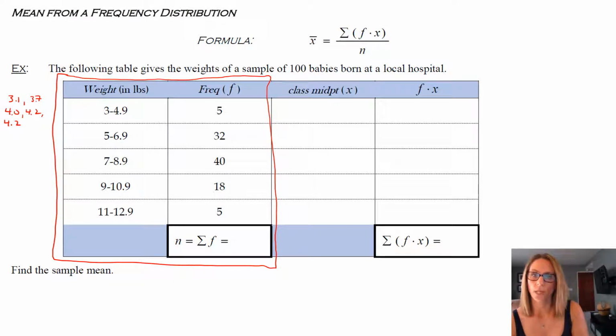The way that we do that is we find the class midpoint for each class. This takes you back into chapter 2, but the class midpoint is found by doing the lower class limit plus the upper class limit and dividing by 2. If you do that, you get 3.95, and that's in the middle of 3 and 4.9. So 3.95 pounds is the midpoint of that class. What you can do, if you'd like, is pause and see if you can get the other 4 class midpoints.